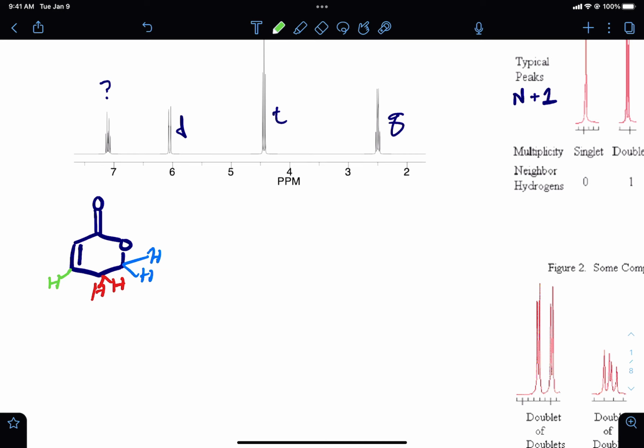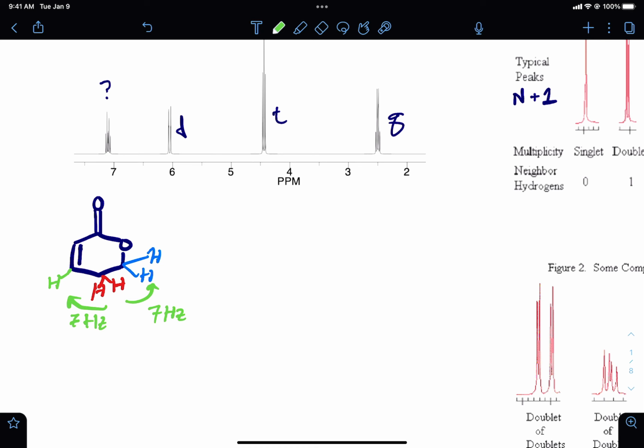Now, this is a quartet because the splitting constant from the red to the blue is 7 hertz. And the splitting constant from the red to the green is 7 hertz. And since those relationships are the same, blue to red is the same as blue to green, those neighbors kind of appear in the same signal. And so the reds appear as a quartet.